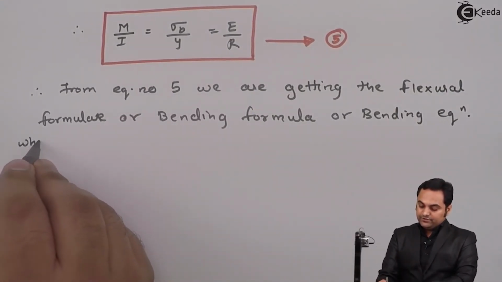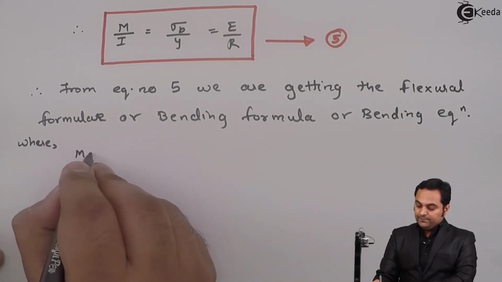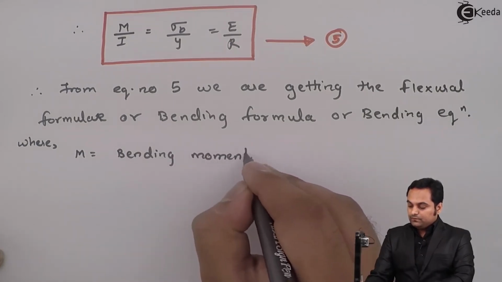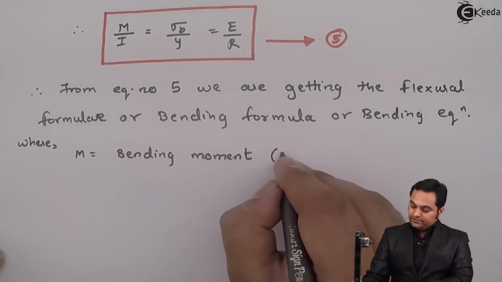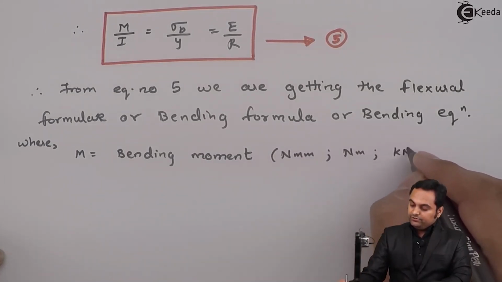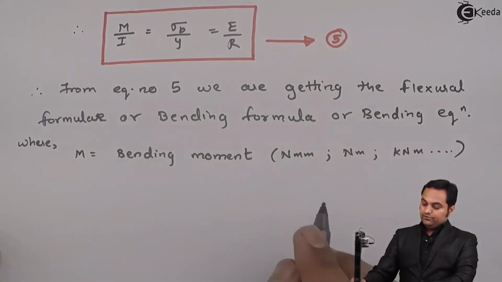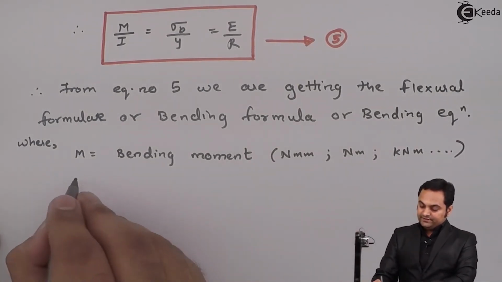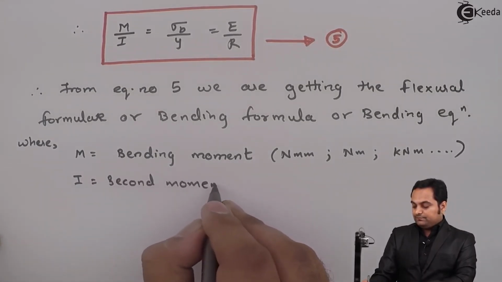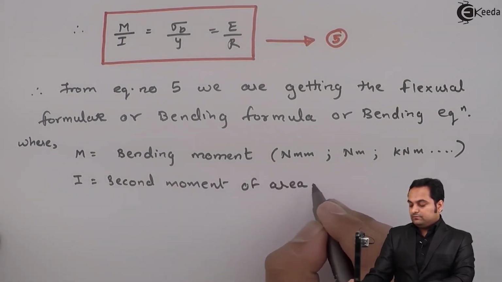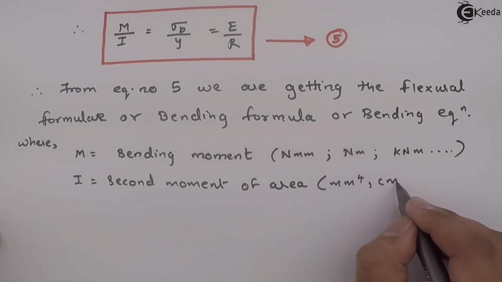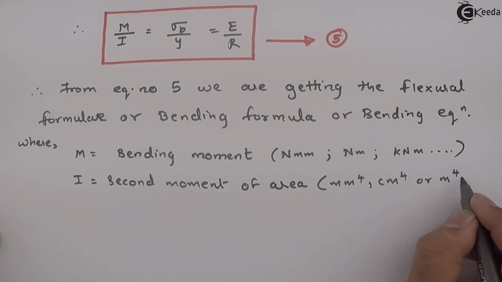where capital M is called as bending moment, and since it is bending moment, the unit is either it can be Newton mm, or it can be Newton meter, it can be kilonewton meter, and so on, because it is force into distance. Next I, it is called as second moment of area, its unit is either mm square, mm raised to 4, centimeter raised to 4, or it can be meter raised to 4.